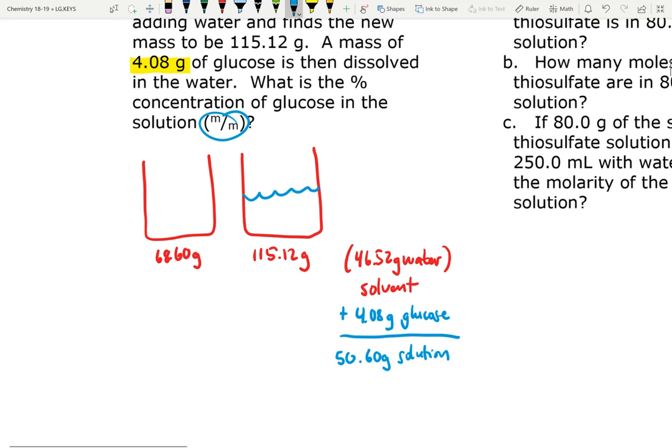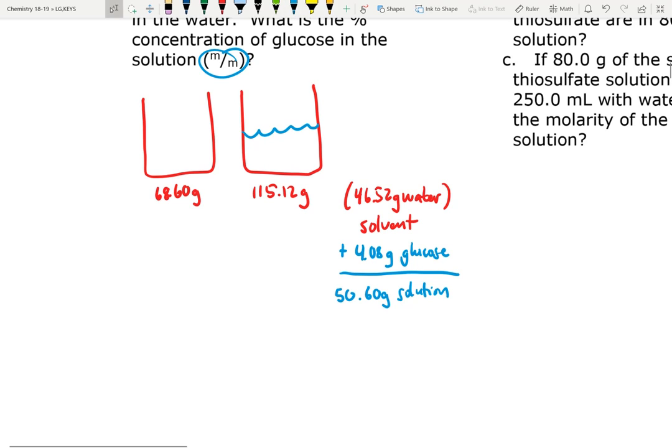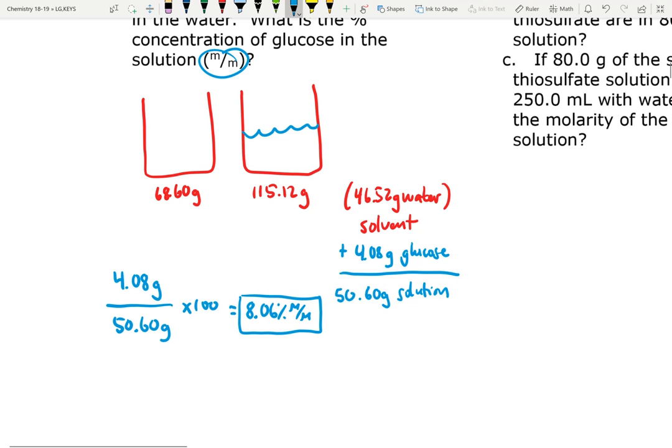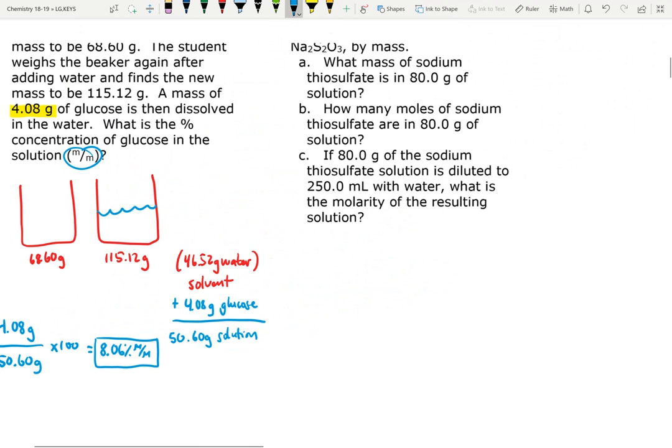So we're going to need the mass of the solute over the total mass of the solution. So mass of the solute, given in the problem, 4.08 grams of glucose, divided by the mass of the solution, 50.60 grams of solution total, water and sugar, and then times 100 to get a percentage, and we get a percentage of 8.06% mass by mass. And we could say 8.06% mass by mass glucose. That's the solute. So there's that one, percent concentration.